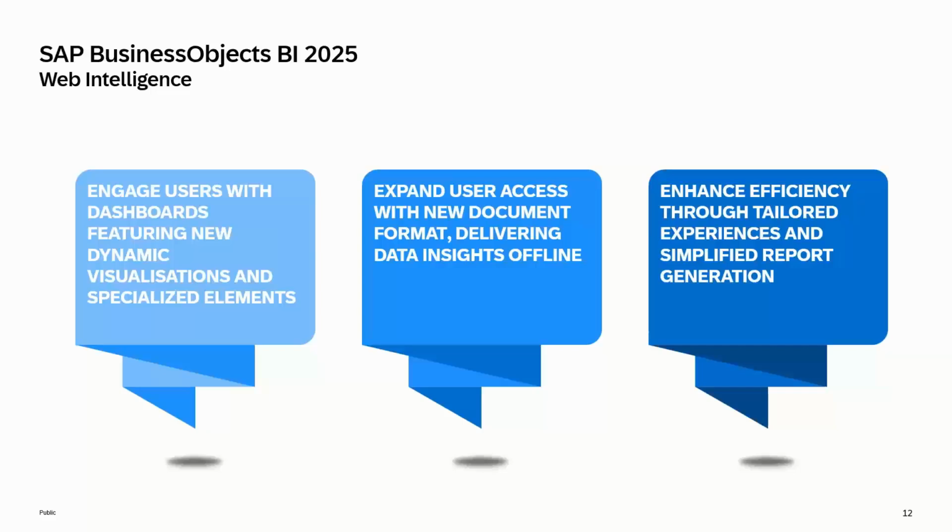The second objective is about how we can reach new users, or I would say users who do not have access to the SAP BusinessObjects platform. To achieve that, we introduce a new output format called the Web Intelligence Document Extract, which contains the data, the layout, the viz, the interaction, and is completely autonomous, disconnected from BusinessObjects, and you can share it with whoever needed.